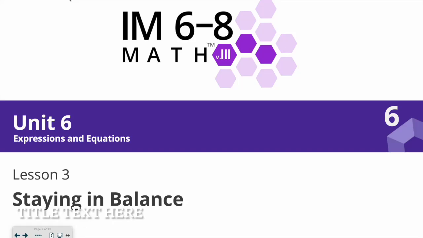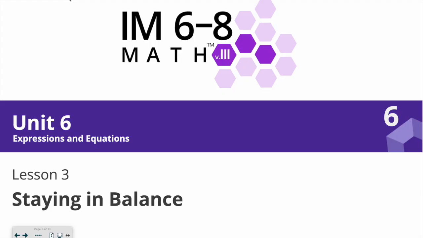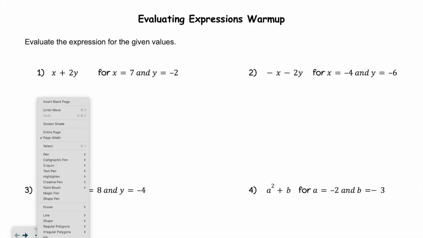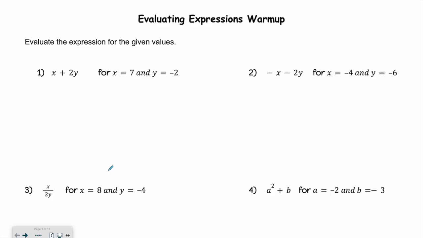Today we were reviewing some skills that you learned in 6th grade, evaluating expressions and solving one-step equations. So we started with evaluating expressions. And to evaluate expressions, you just put the numbers in for the given variables and follow the order of operations. In number 1, it says x is 7 and y is -2.